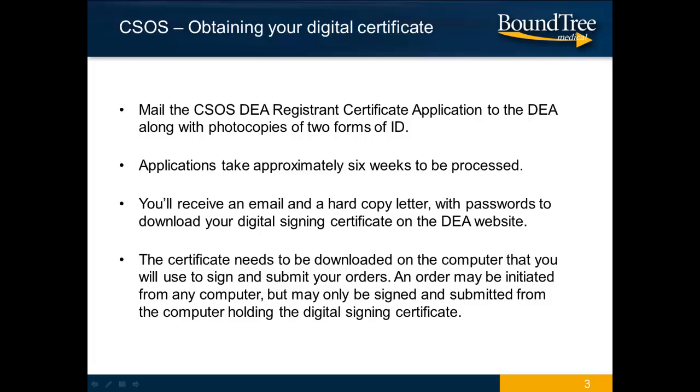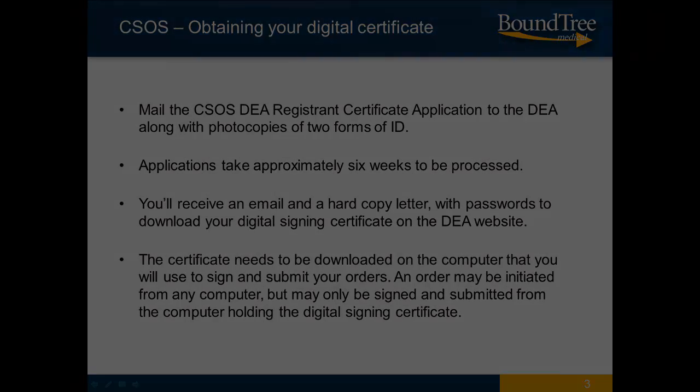When done, you'll get an email and a hard copy letter showing you the passwords that you can use on the DEA website to download your digital signing certificate. Note that you'll need both passwords to get your certificate. And remember, when you do get your certificate, it needs to be downloaded on the computer that you'll be placing your orders. Only that computer will be able to place orders. You can start an order on any computer, but to finish and actually place the order, you must be on the computer that downloaded the digital signing certificate.